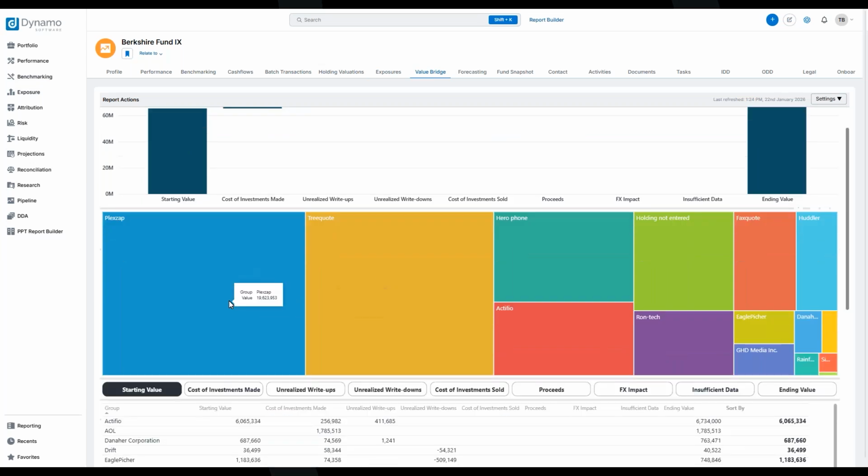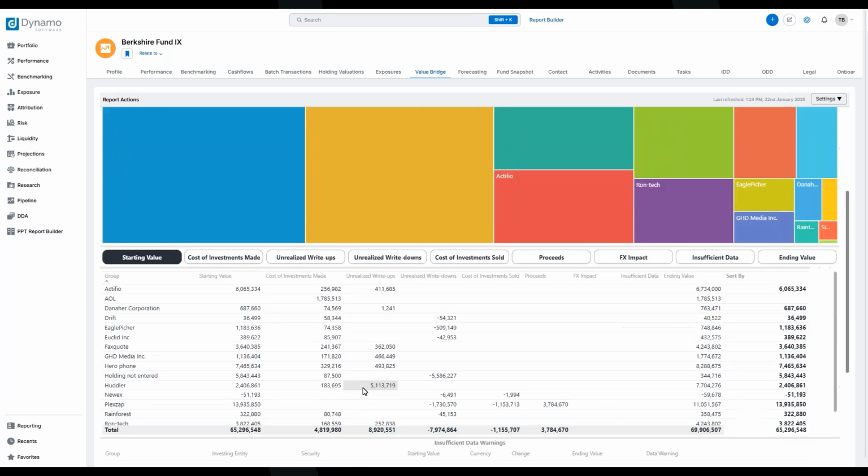If I come to the middle here, I can see those individual holdings, and then down at the bottom, it gives me those details. Here are all of the things they are investing in, and I can see the beginning value of that time period. I can see that they did make some additional investments. There were market write-ups and write-downs, and then it ties out to the ending value.